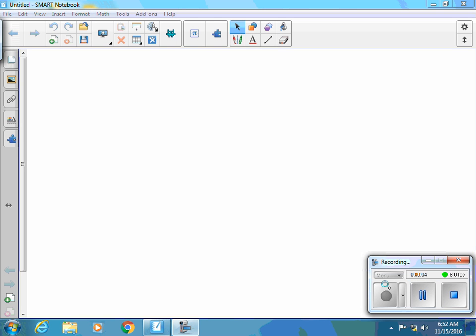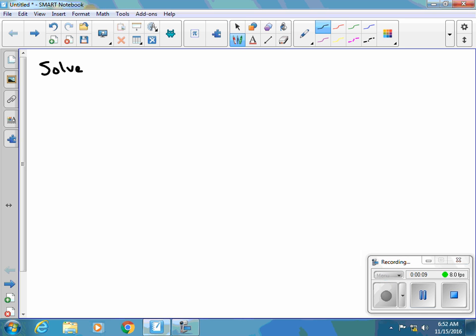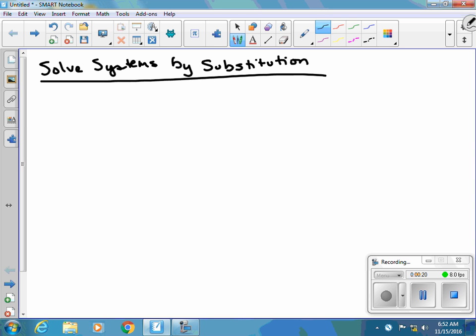Another method in order to solve systems of equations is by substitution. With substitution, you're going to have two different equations in which you plug something into the other equation in order to get your solution. So for instance, if I have x minus 2y equals 1 and x plus y equals 4.